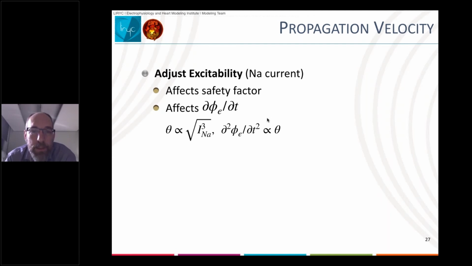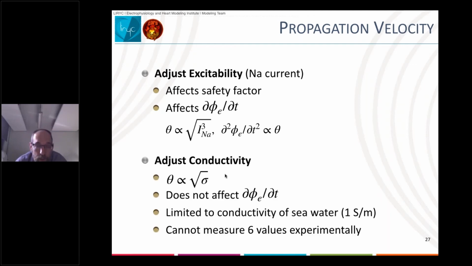And we know that these relationships hold where the second derivative of the extracellular potential is proportional to the propagation velocity, and the propagation velocity is in turn proportional to the square root of the cube of the peak sodium current. The other way you can control propagation velocity is by changing the conductivity tensor. There we clearly know that the velocity is proportional to the square root of the conductivity. So if you want to go twice as fast, you need 4 times the conductivity.